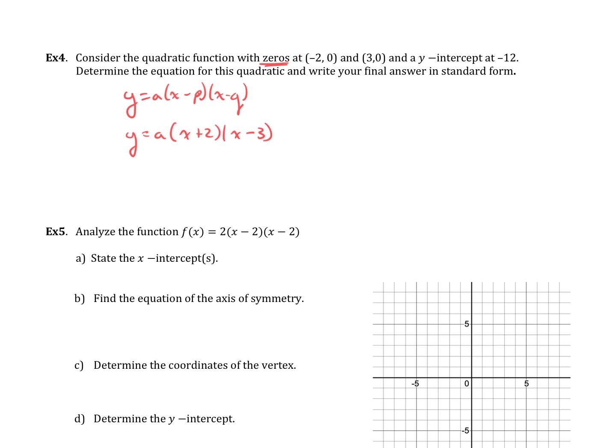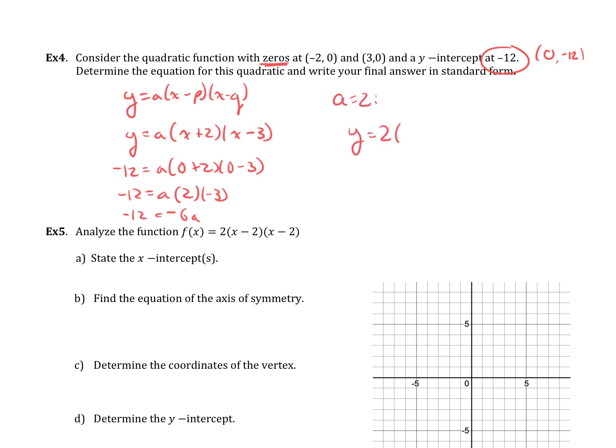Now I just basically have to figure out A. I have everything else in this equation, and the only other information I have is the y-intercept at negative 12. If you think about what that means in terms of coordinates, y is negative 12 when x is 0. So this is negative 12 if x were 0, and from this I can figure out A. A is 2, so I can just rewrite this now: y equals 2 times (x plus 2)(x minus 3).